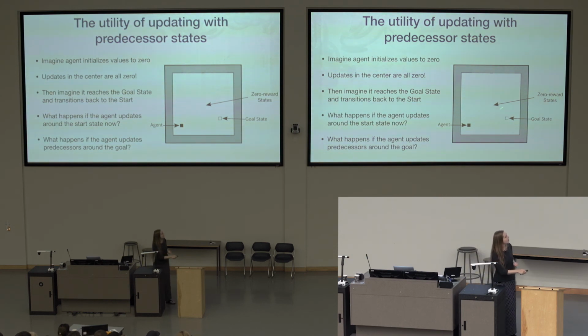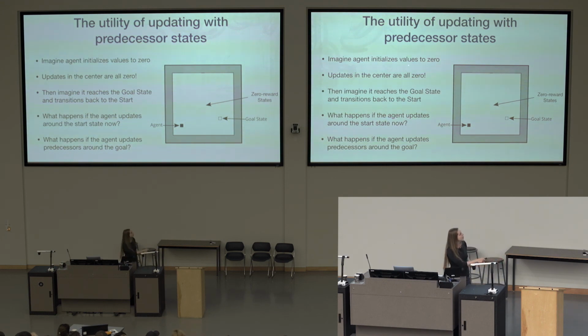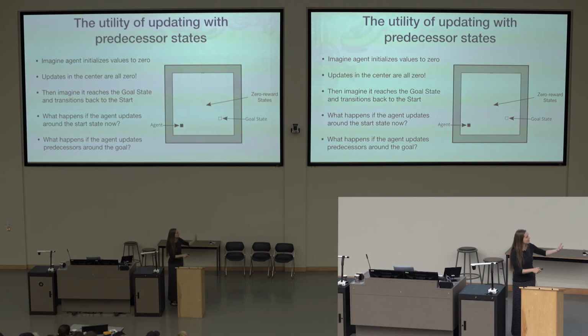And everywhere in this world has a reward of 0 except for at the goal state where it gets a +1. Okay, let's just imagine it initializes all of its Q values, action values to 0. And whenever it's wandering around this world in the very first episode, all of its updates are going to be 0. Okay, because it predicts that it should see a reward of 0, and it does see a reward of 0. So it predicts it's going to see a return of 0. Its target is going to be 0, so it's never going to do any updates.